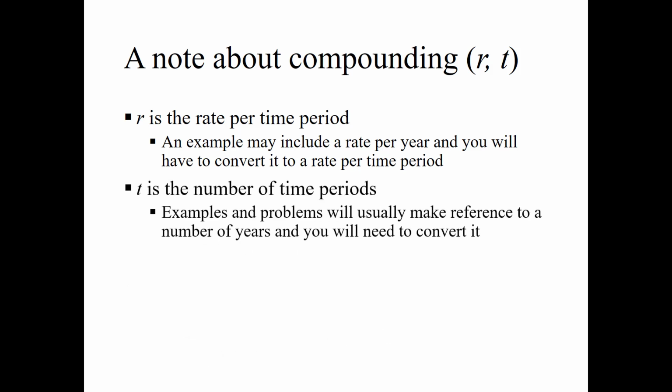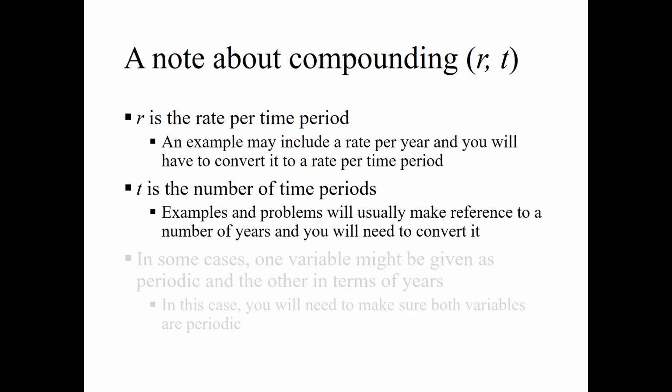T is going to be the number of time periods, and examples, exercises, or problems will usually make reference to a number of years, and you'll have to convert it. So for example, if you saved money on a monthly basis for 30 years, then what we might say is that you had 360 months in order to save, where 360 is simply 30 times 12.